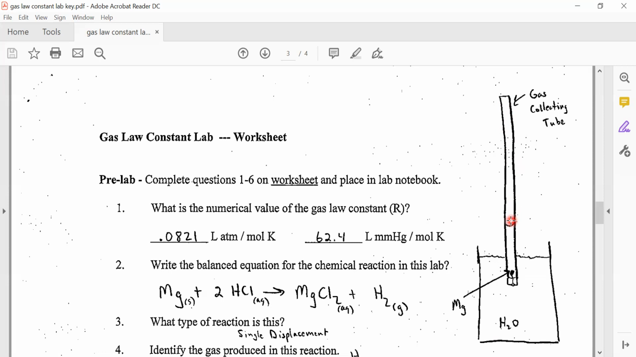So I'm going to, meanwhile, take the pressure in the room and the temperature in the room. We're going to assume the temperature in the room is going to be the same as here because I'm going to let it equalize for a few minutes after the reaction. And then I got the volume of the gas right here.